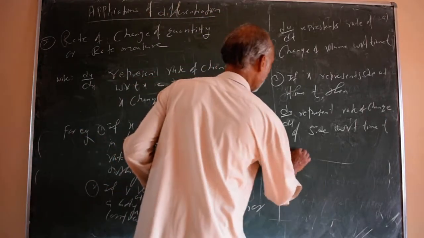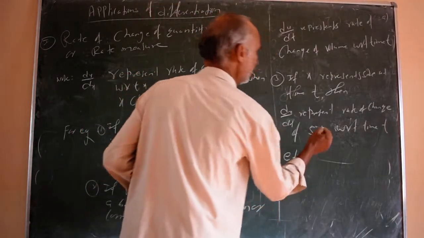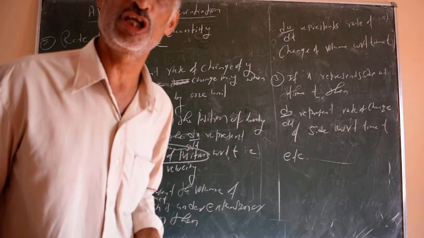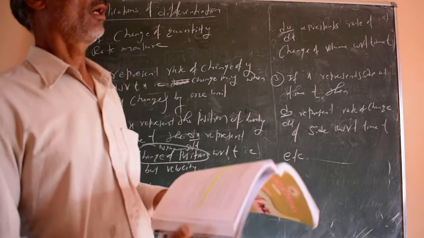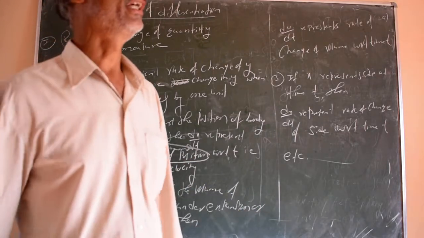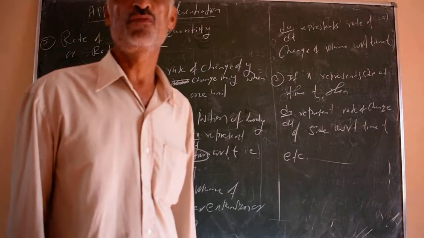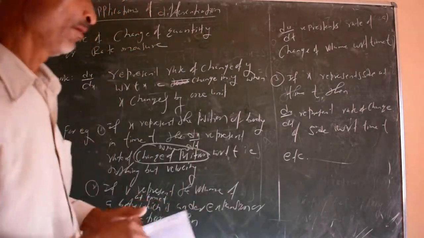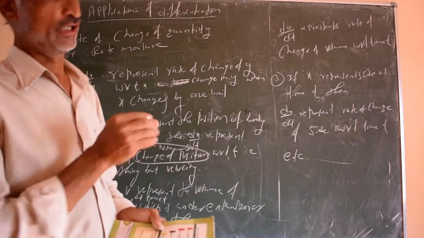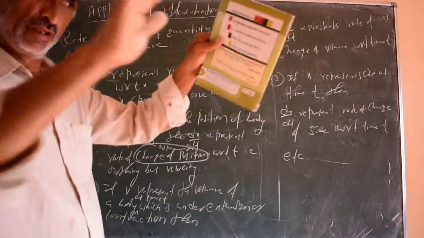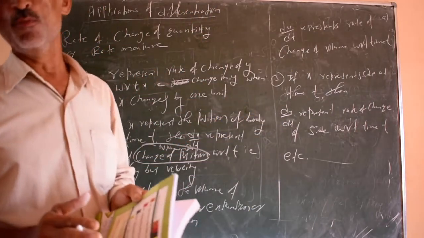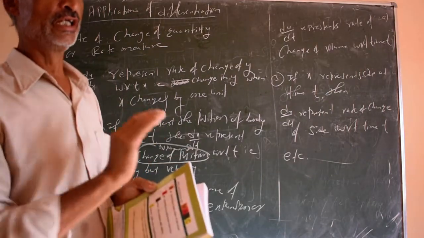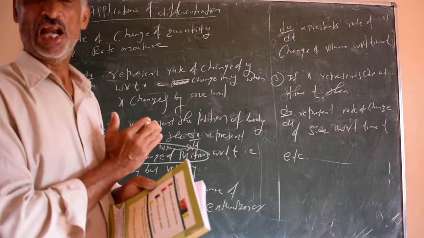Similarly, S represents the surface area, dS by dt represents the rate of change of surface area with respect to time. Suppose A represents the area, then dA by dt represents the rate of change of area with respect to time, the change in area when time changes by 1 unit. But all these applications are applicable when the body is under changing mode. The area changes, surface area changes, the length of the side increases or contracts.